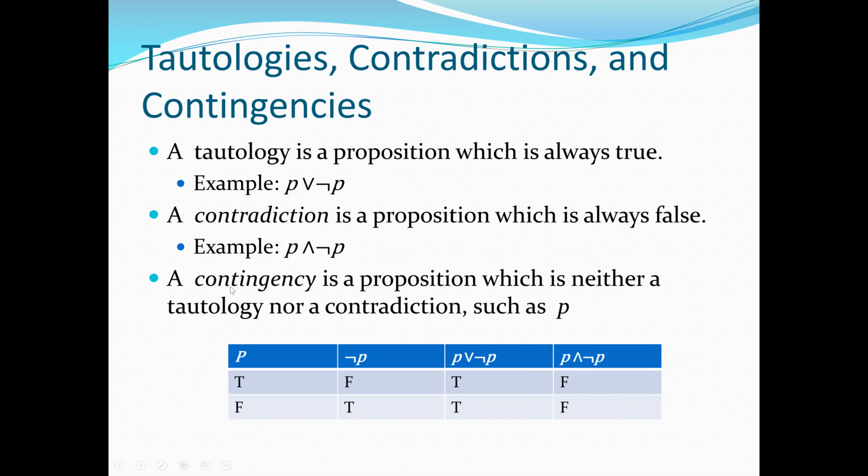And also we have what we call a contingency. Contingency means the proposition is not a tautology and not a contradiction, so it's neither. We use this truth table to explain. In this truth table, we have P and not P, because in our two examples we are using only the P variable. If P is true, not P is false. If P is false, not P is true.